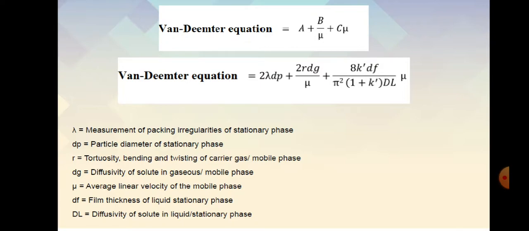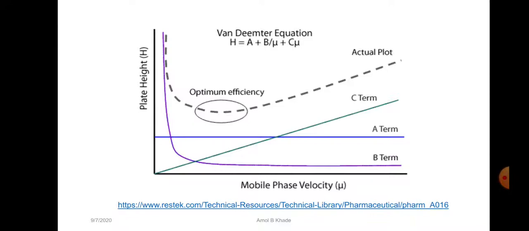Usually we have seen the liquid is immobilized on the surface of the solid support, or it is directly coated on the inner wall of the column. So what is its thickness? That is called the film thickness. This film thickness plays an important role in the mass transfer resistance, and dl is a diffusivity of solute in the stationary phase. Okay, so that is again inversely proportional.